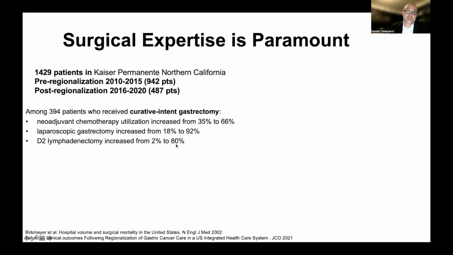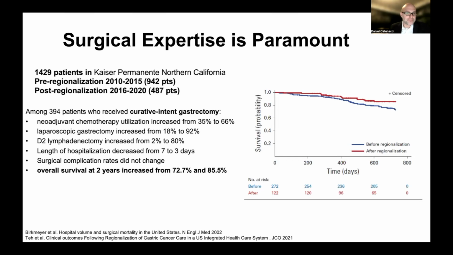This is the most important one, in my opinion, in that the D2 resection was increased from 2% to 80%. So this is really important because we know that that affects survival. The length of hospitalization also decreased after surgery. So again, with a proficient surgeon and their team who's doing this more routinely, we get better outcomes across the board. That said, there was no real differences in complication rates. The surgeons are still surgeons and they're adept at what they're doing.